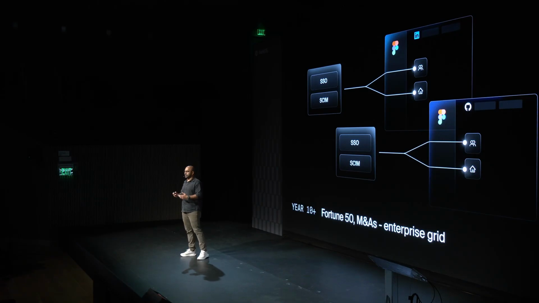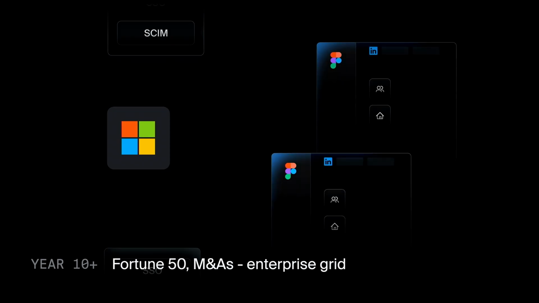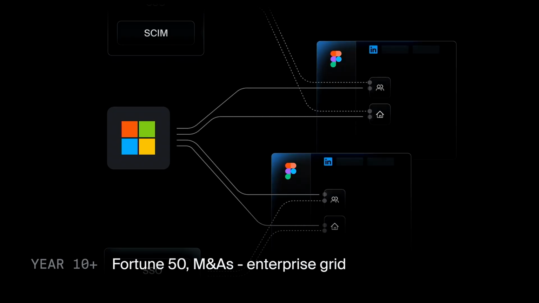And this is not just an authorization problem. Like the enterprise grid, it ends up affecting your SSO, SCIM. Pretty much any enterprise feature would be affected by this requirement. And GitHub and Slack, they have spent like multiple years solving this problem.